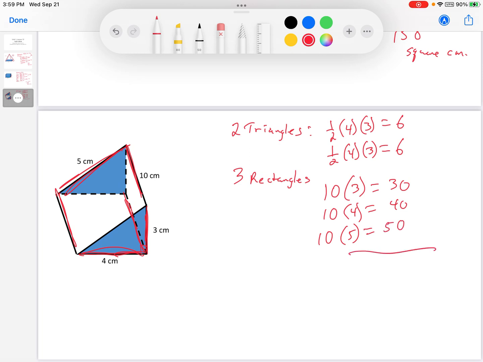Now to get the whole surface area, I just need to add these up. 6 and 6 is 12, 30 and 40 is 70, and that's 50. 70 and 50 is 120. 120 plus 12 makes 132 square centimeters. And that's how you find the surface area of a triangular prism.